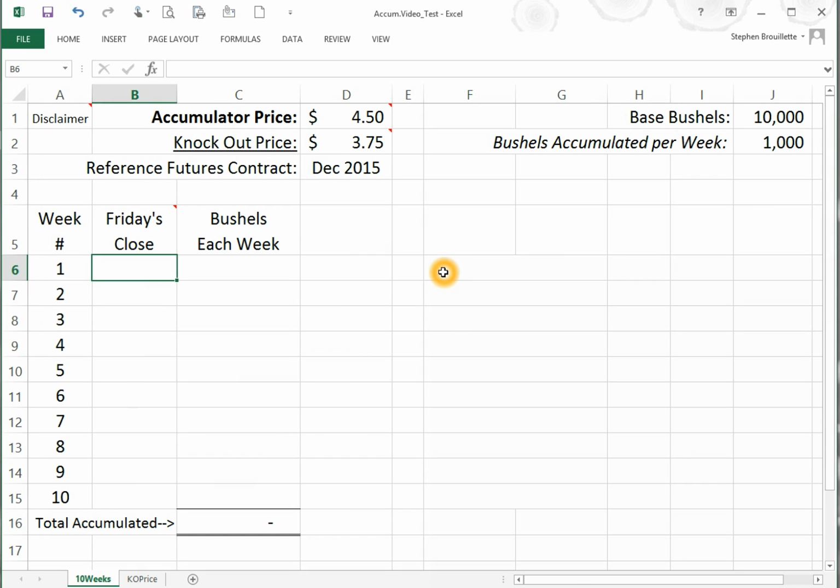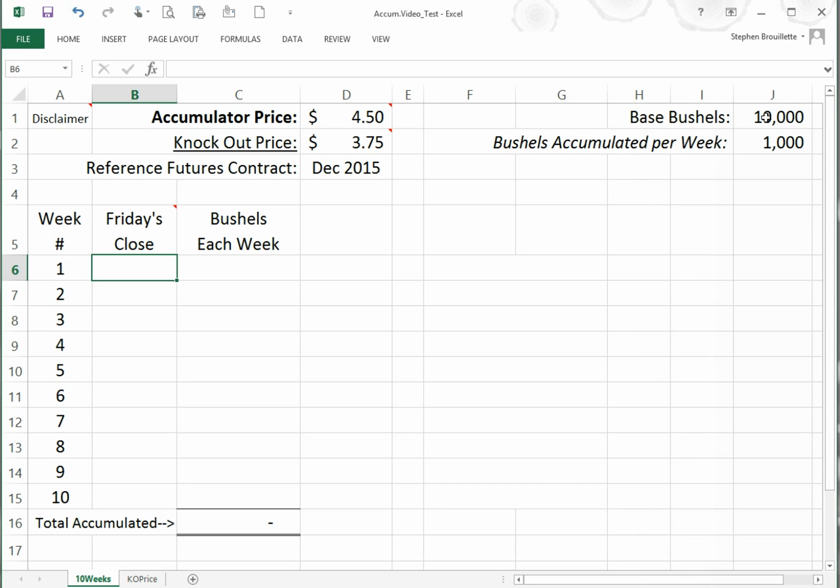Okay, now let's talk about some of the variables. In this case, the base bushels. Notice I did not use the term contract bushels. It's the base bushels because that's the term I use to describe the bushels that are in the base to decide how many bushels will be accumulated per week.